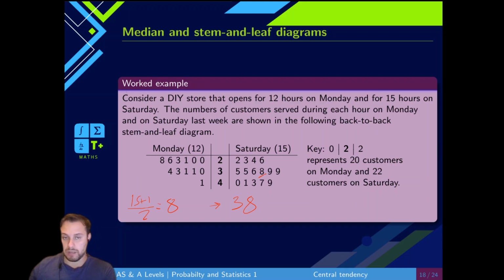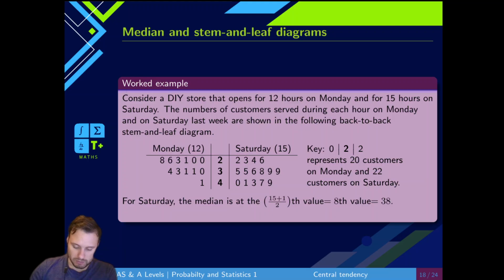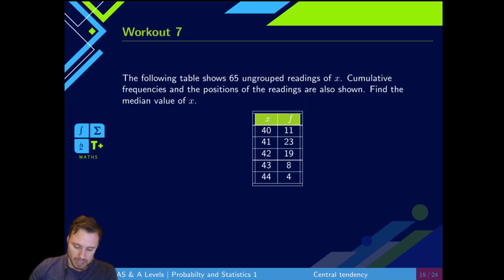So this is, for example, how we can work with the median and with the stem and leaf diagram. What else can we do with the median? We are going to be working with cumulative frequency, because cumulative frequency will help us when we have readings.